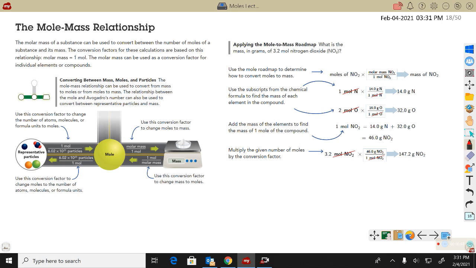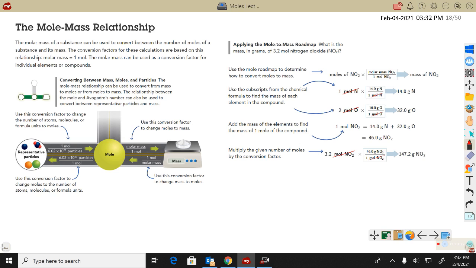But to be honest with you, I don't think you need it. I don't think you need a fancy roadmap. You just need this concept of a proportion. We need to know how to set up a proportion and cancel units properly. So for example, here they're giving us 3.2 moles of nitrogen dioxide, and I want to know the mass.